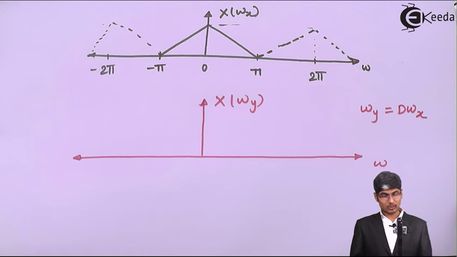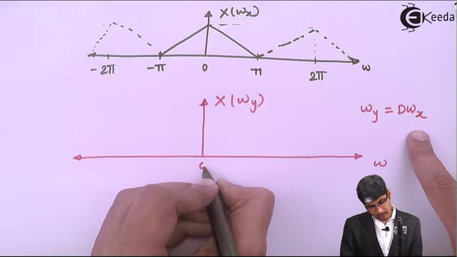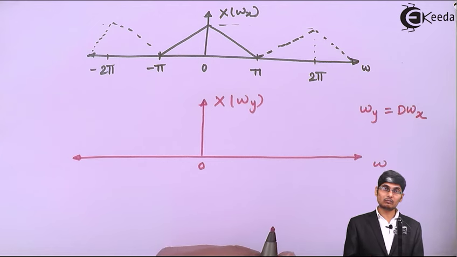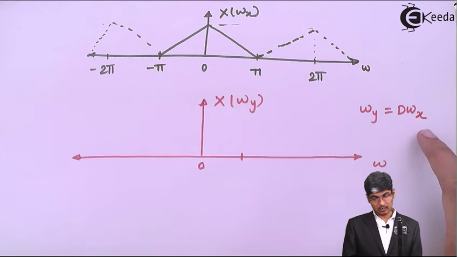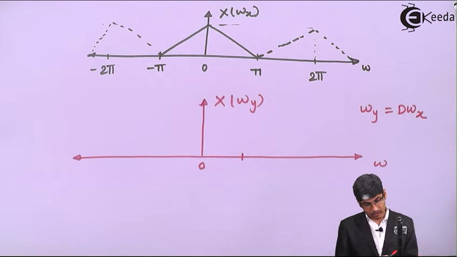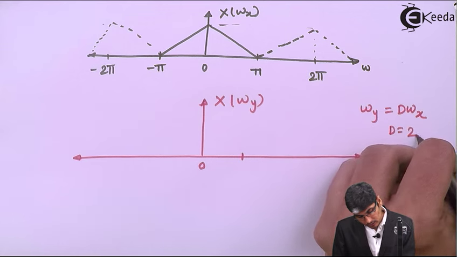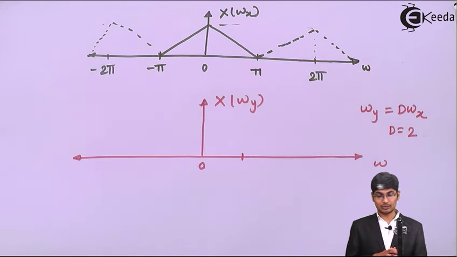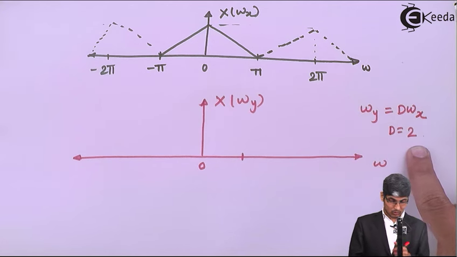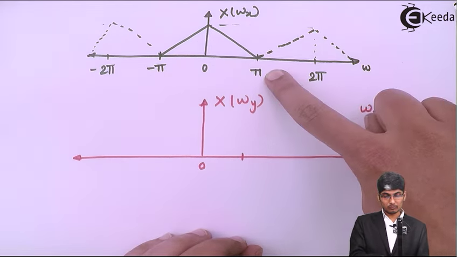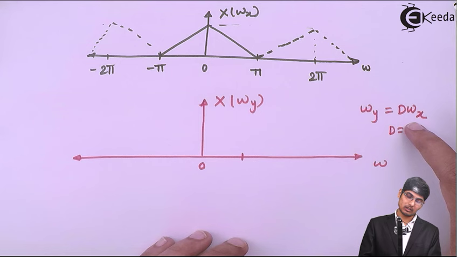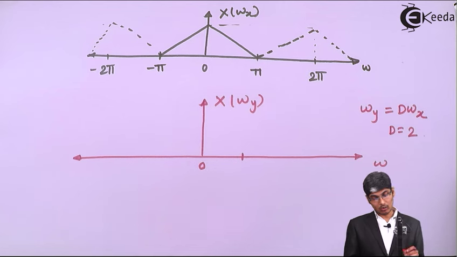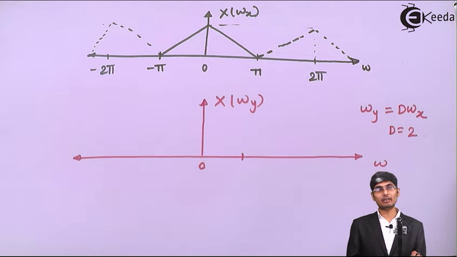Correct? Now what is going to happen? If I put omega equal to 0, omega y will also be 0. Let's say d equals 2, because then it will be a generalized case. If I have d equal to 2, then omega x equal to pi, and omega y will be equal to 2 pi. So now whatever was happening at pi will now happen at 2 pi.